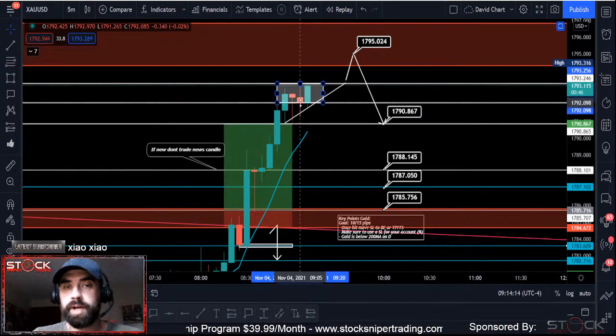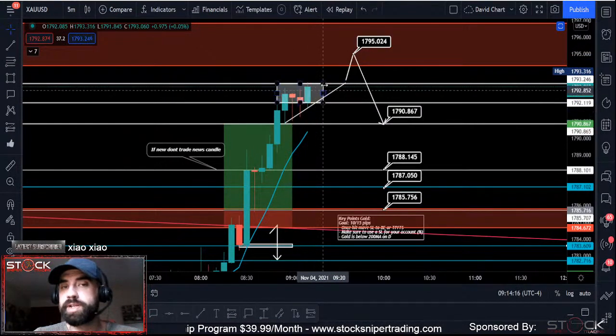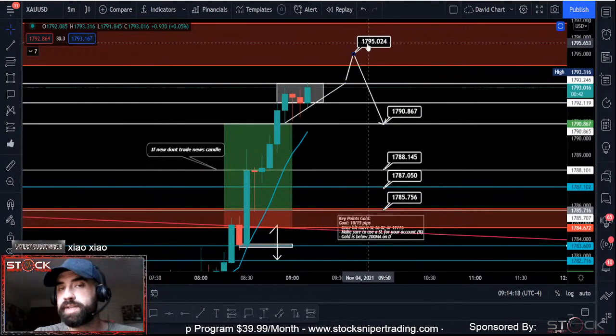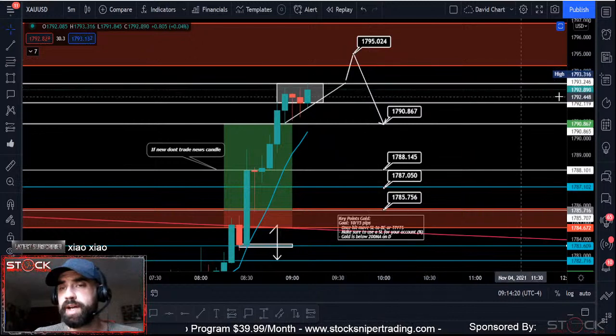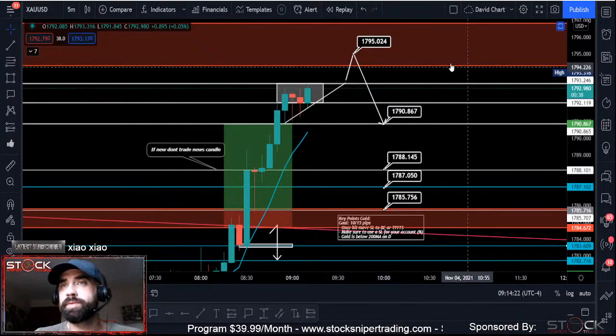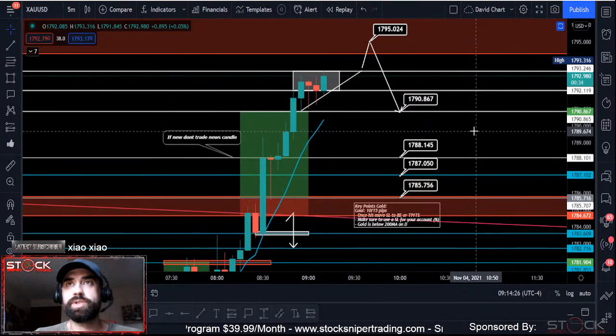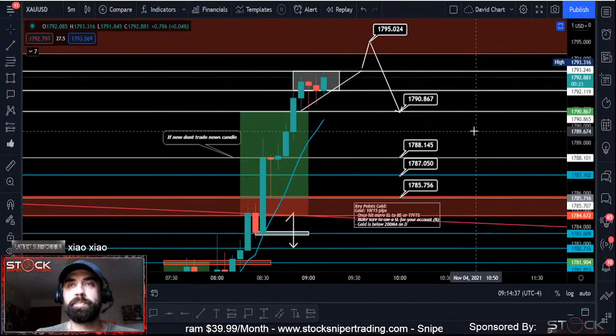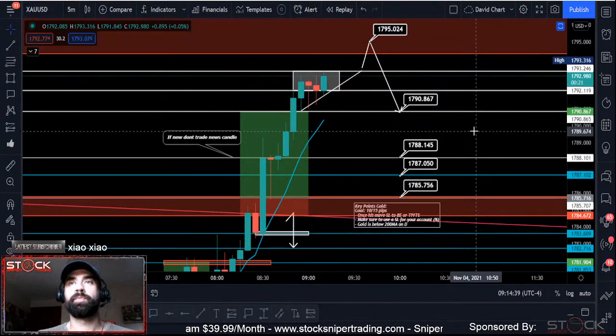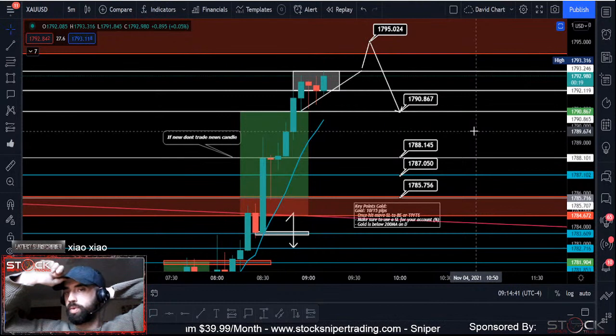See right there? Bodies are holding. Wicks are starting to break down, but it's still looking good. Overall target is 1795 area. At the high, 1793. All right. 30 seconds here. We'll check GBP USD after. Okay, so 20 seconds here.